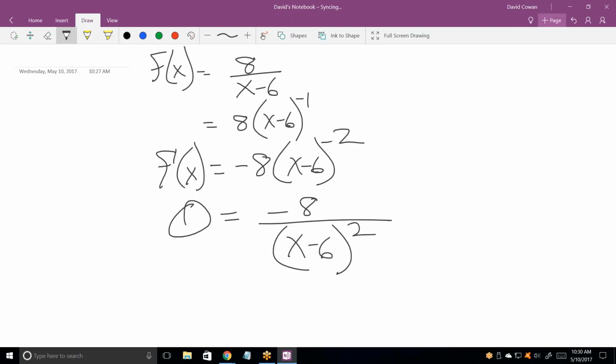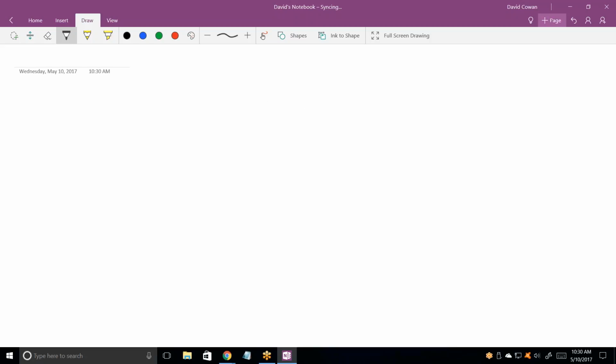So if the numerator doesn't equal 0, then it has no horizontal tangent lines. That principle applies quite a bit in calculus, where you end up with a quotient equaling 0. Just immediately you know you've got to set the numerator equal to 0 for it to have a solution.